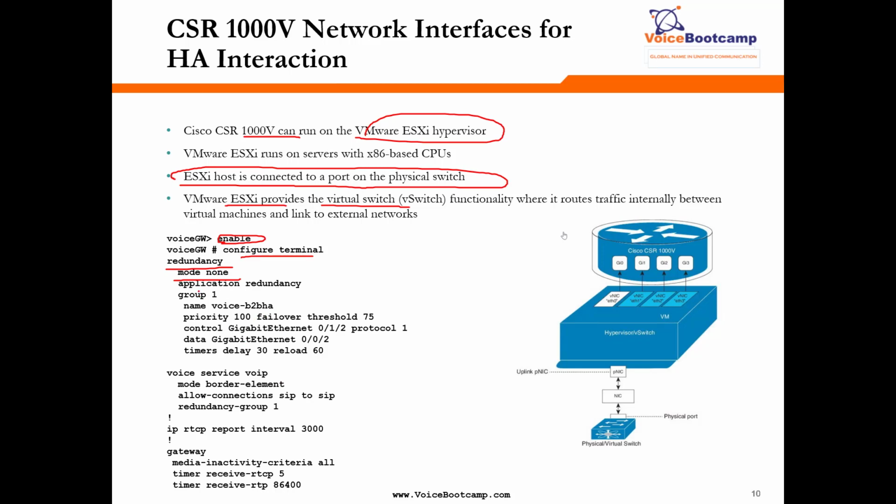So you'll type mode none, application redundancy, group 1, provide a name, priority, failover threshold is 75%. So if it goes lower than 75, then the failover will kick in. Control protocol will go through GigabitEthernet 0/1/2, and the data will go through this particular interface. So this is how you create a redundancy group. And then you go to voice service VoIP, you say mode border-element, allow-connections SIP to SIP, and you associate the voice service to redundancy group 1, and that is the group number that you configured right here. So that's basically how you configure high availability between the two ESXi hosts.